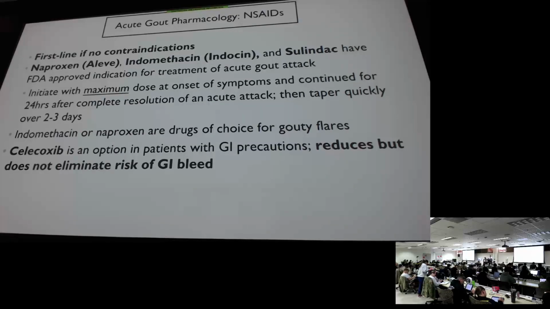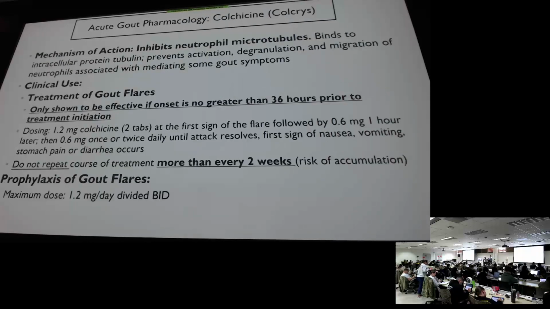Acute attack of gout, initiate with maximum dose and continue for 24 hours after complete resolution. Then you taper it over 2 to 3 days. Indomethacin and naproxen are considered drugs of choice. We talked about COX-2s, so you understand to use those if there's a risk of GI bleeds. Now we're going to talk about colchicine, which is that other option for acute flare or acute attack. What does it do? It inhibits neutrophil microtubules. At the end, it inhibits the migration of neutrophils that mediate the gout symptoms. So we use it for treatment of gout flares.